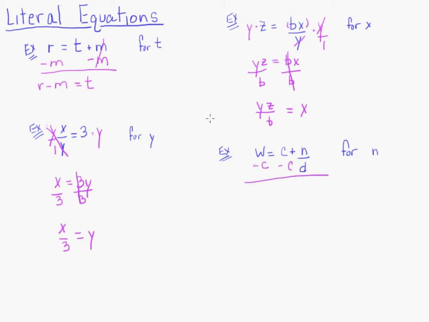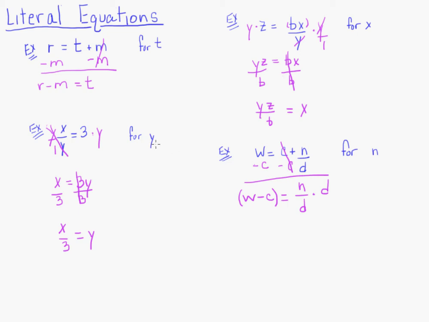So on the right-hand side, c minus c is 0, which leaves me with n over d. And on the left-hand side, w minus c, they're not like terms, so I'm just left with w minus c. And finally, now we're close, we have n in the numerator and d in the denominator, so let's multiply both sides by d.